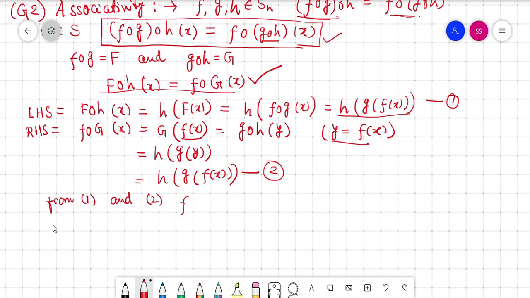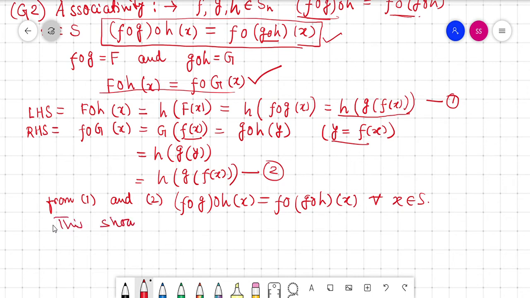we have (F∘G)∘H of x is equal to F∘(G∘H) of x for all x belongs to S, and this shows that these two are equal. Okay. And it is what we want. So associativity is true.